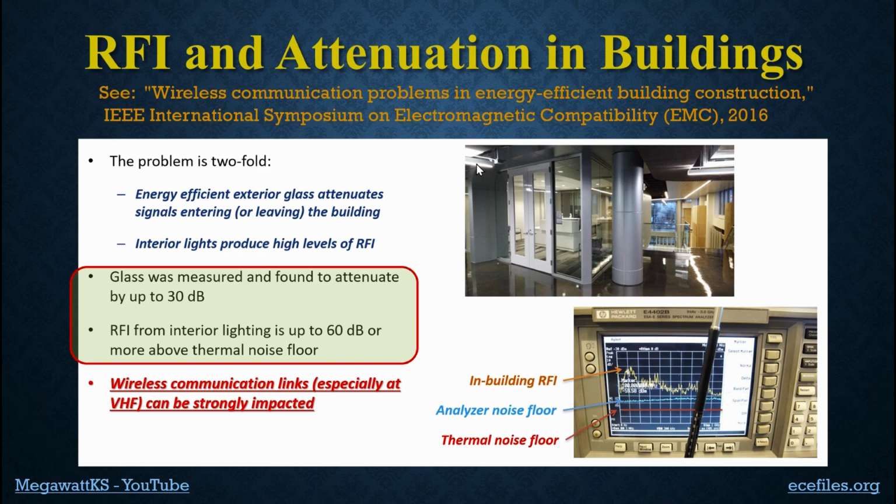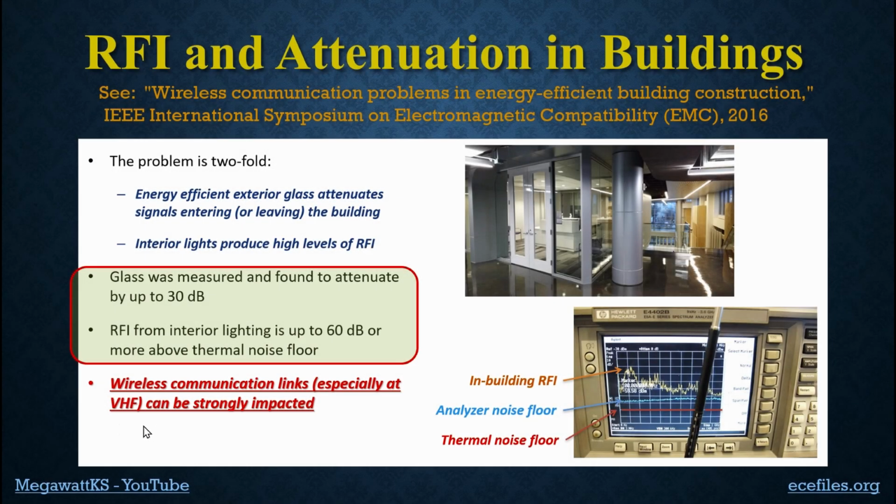I don't know if there are other offenders, because you can't really turn these things off, and they're all throughout the building, and they're all hooked up to the wiring, and that wiring is acting as antennas, so it's just everywhere. So the take-home from this is that wireless communication links, especially at VHF in this lower range up to 300 megahertz, which is here, can be strongly impacted. Even at UHF, and even for cell phone signals, the RFI is still pretty intense. Remember, this is up through 1 gigahertz.